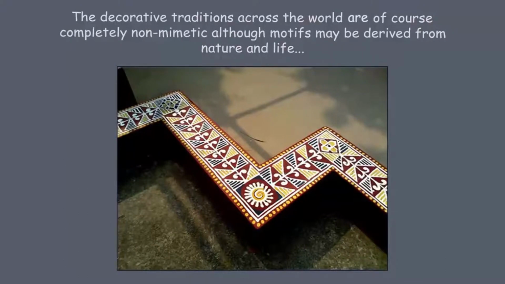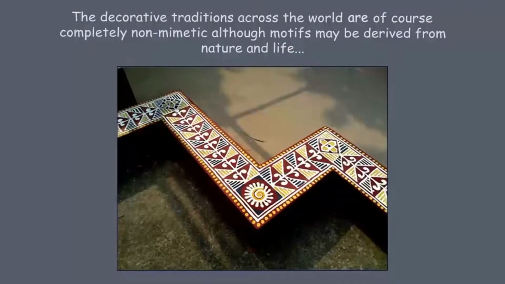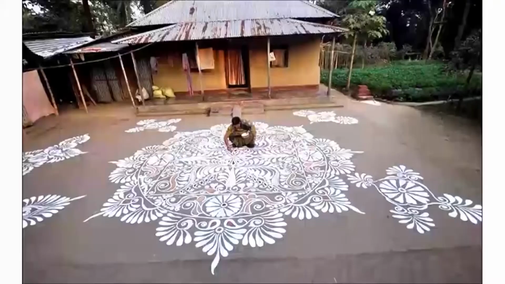And another category where we find a whole lot of examples of non-mimetic art is the decorative traditions across the world, and of course including India, where it is completely non-mimetic, although the motifs may be derived from nature and life. For example, when you look at this design, this kind of floor decoration, you might be able to figure out, okay, this particular motif is derived from this flower, this is from that plant. But then ultimately when you look at this huge floor decoration in front of a rural hut like this one, what you see is a non-mimetic decoration.